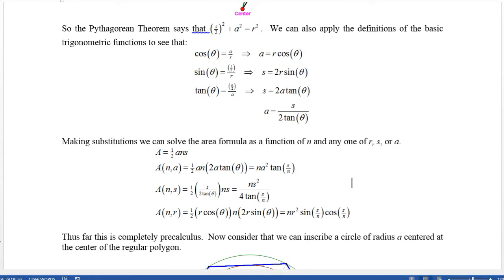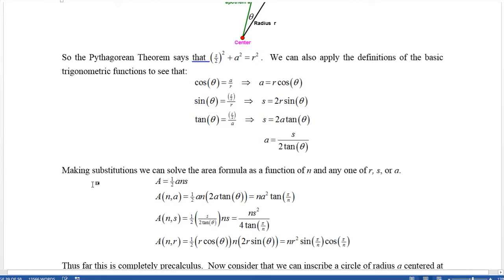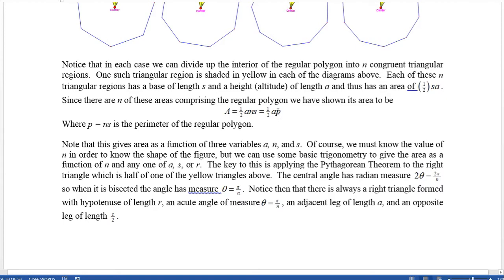So we have several different formulas for the area of a regular polygon. It's 1/2 a n s. If you know n and s and a, you can use that formula. You can use this formula, area equals n a squared times tangent of pi over n, if you only know n and a. You can use the formula area equals n s squared over 4 tangent of pi over n, if you only know s and n. And you can use the formula area equals n r squared times sine of pi over n times cosine of pi over n, if you only know n and r. But our most basic formula is the one we started with at the beginning, that says the area is 1/2 the apothem times the perimeter.